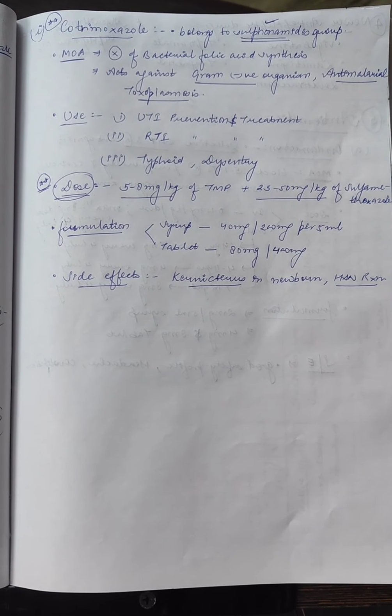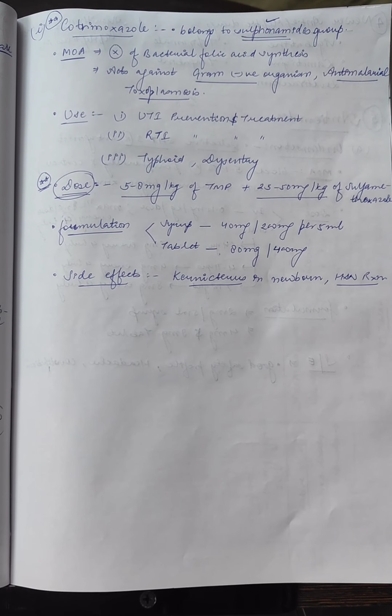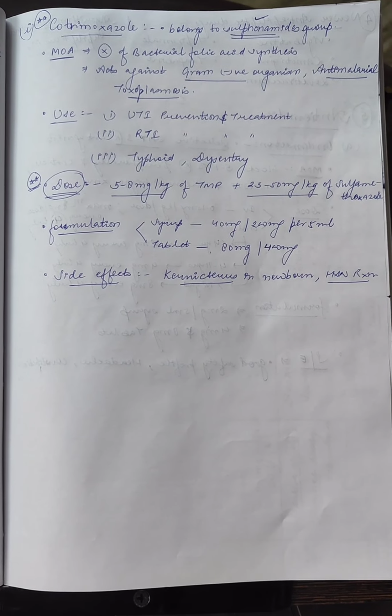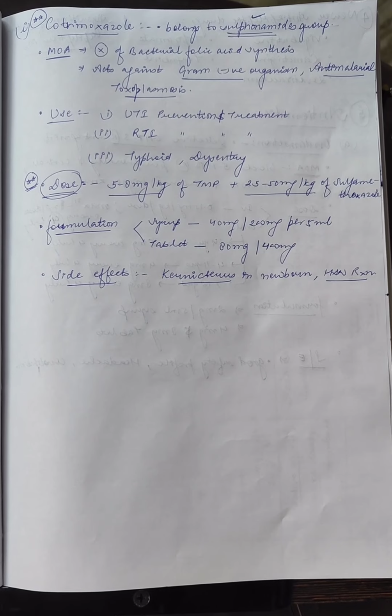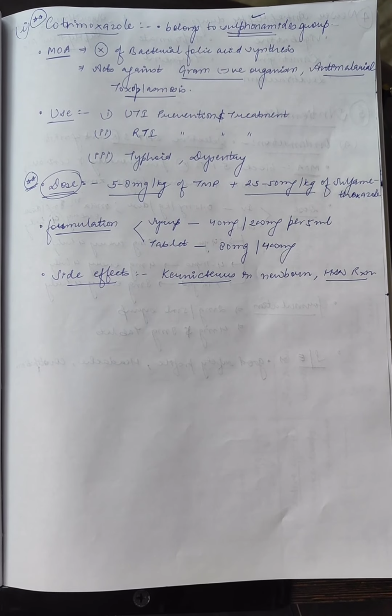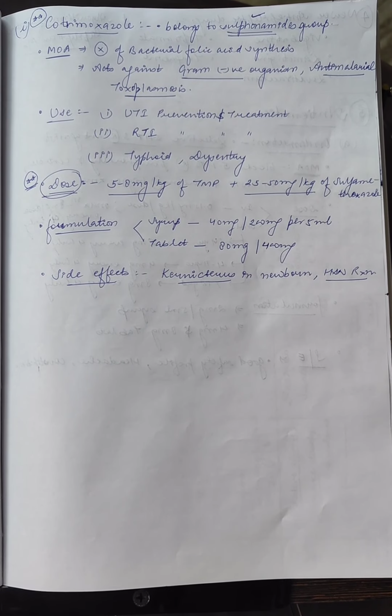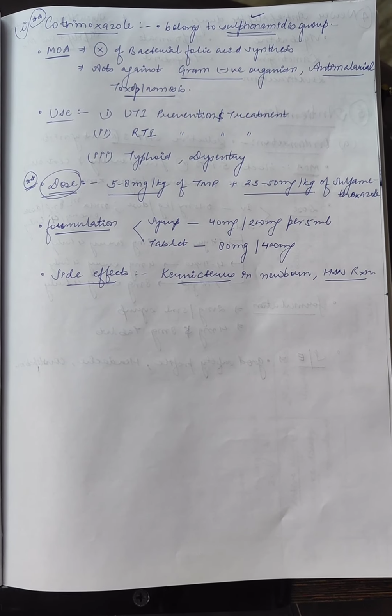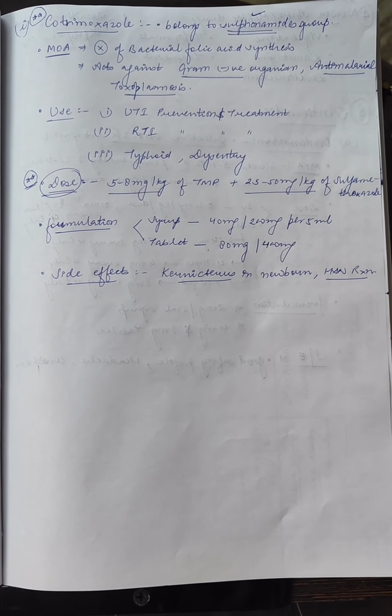The dose used is 5 to 8 mg per kg of trimethoprim plus 25 to 50 mg per kg of sulfamethoxazole. The formulations available in the market are, in syrup form, 40 mg of trimethoprim and 200 mg of sulfamethoxazole per 5 ml, and in tablet, 80 mg of trimethoprim and 400 mg of sulfamethoxazole. The side effects which are commonly present are kernicterus in newborns, hypersensitivity reaction and crystalluria.